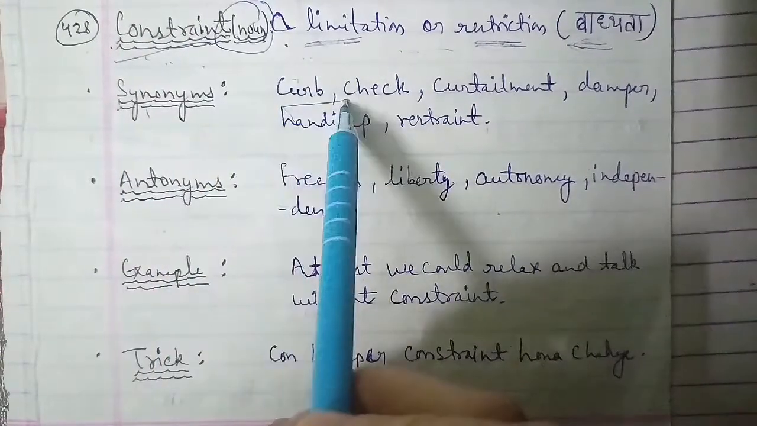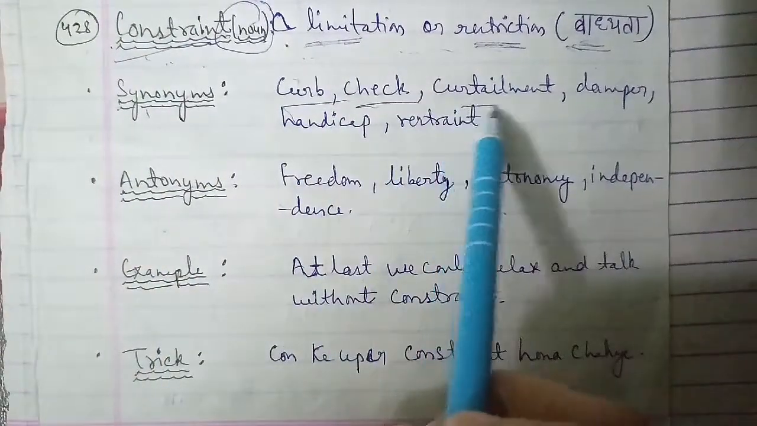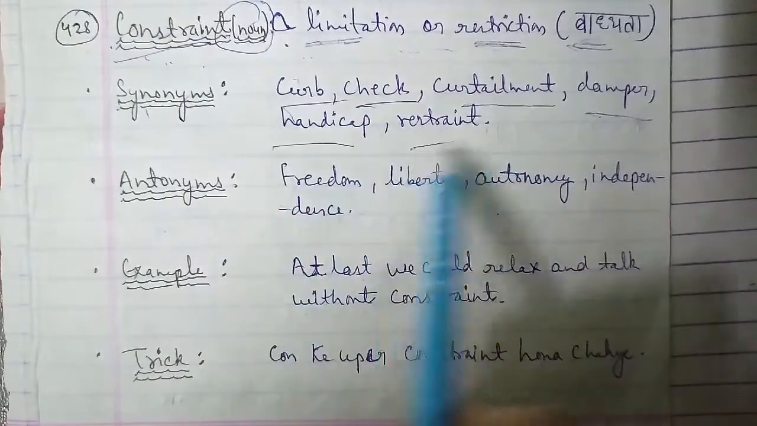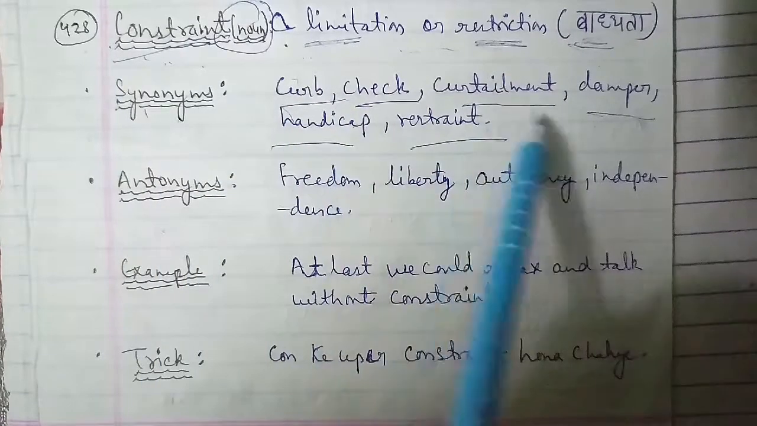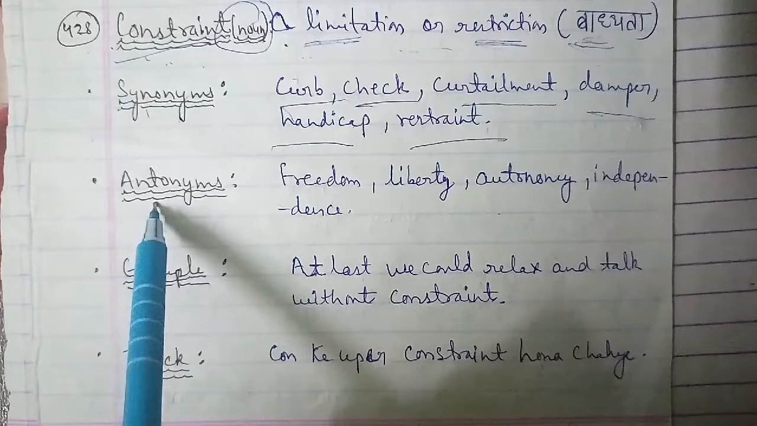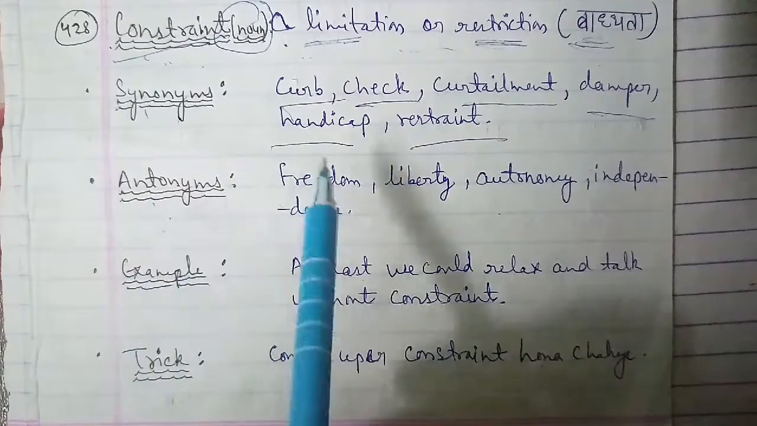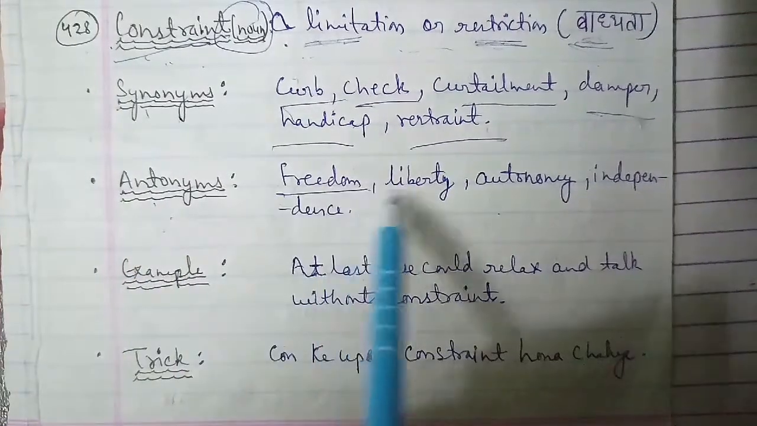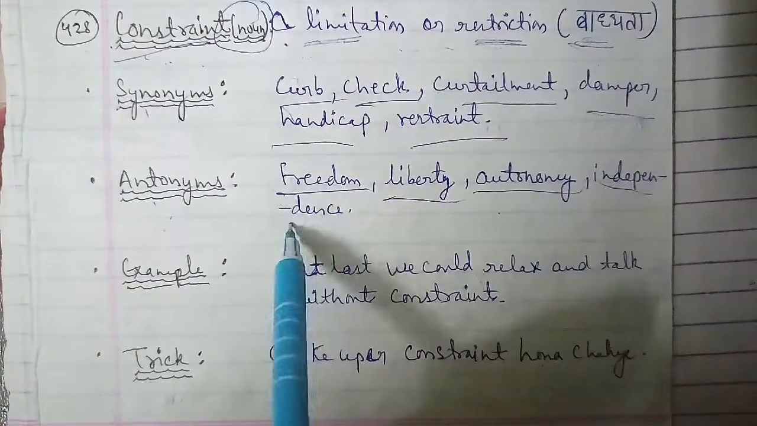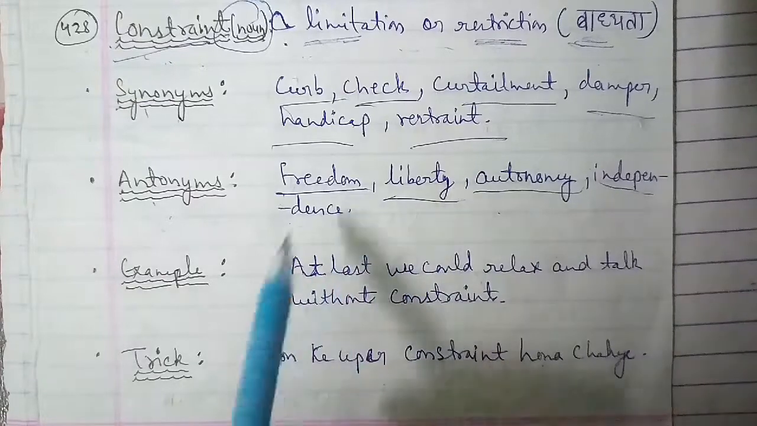These were the 4 antonyms of constraint that we are dealing with. Now talking about examples of constraint: at last we could relax and talk without constraint. And the trick to learn the word constraint here is कान के ऊपर constant होना चाहिए. कान के ऊपर constant होना चाहिए. That way you can use the word constraint and you can learn the word constraint here. That is the meaning, limitation and restriction here.